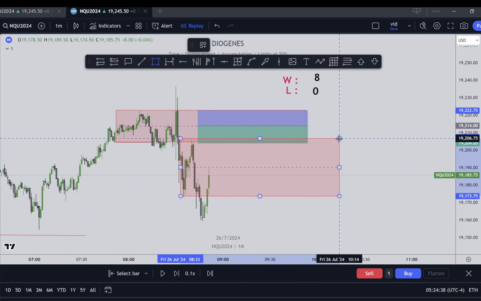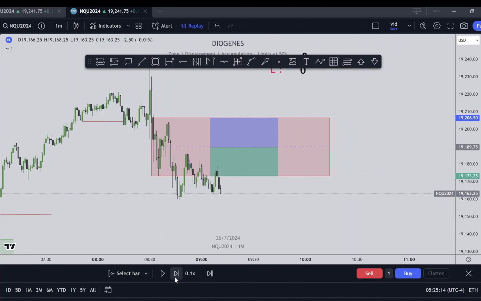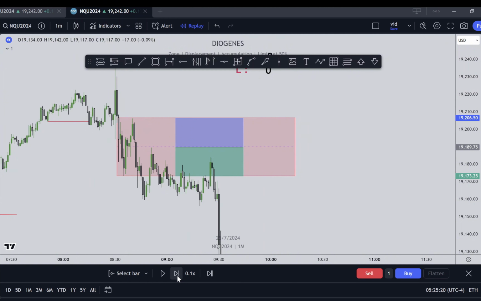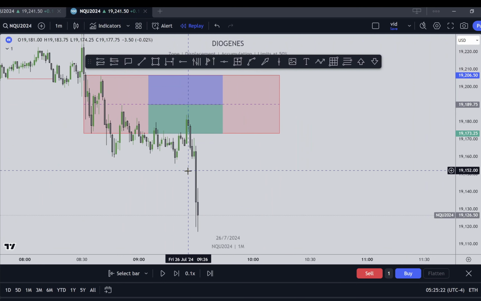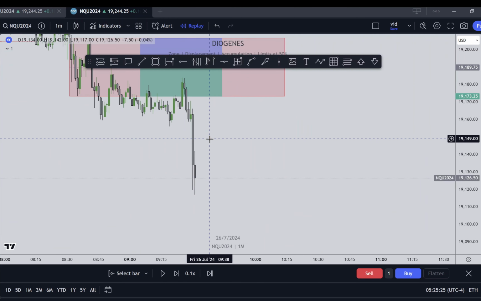Now, did they tag us? I don't think so. They just left it by a tick. Let's see. Accumulate, which is good. Did they tag us? Not. Okay, no problem. They didn't tag us. No problem. We follow market.